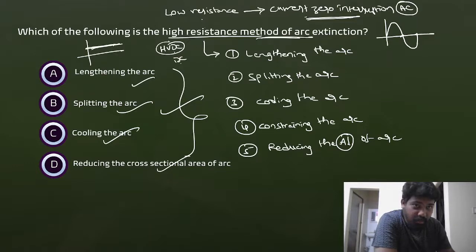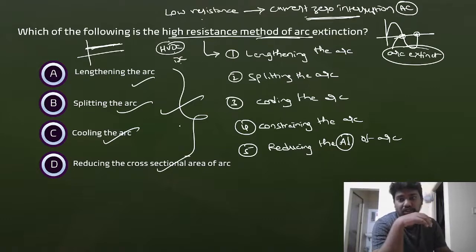But here we can see 2 natural zero points in a cycle. In AC we can see 2 natural zero points in a cycle, and at this point of time we extinguish the arc. The arc is extinguished at this point of time, that is the current zero instant. So this is the correct answer.